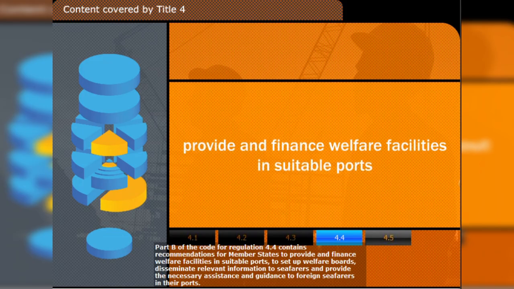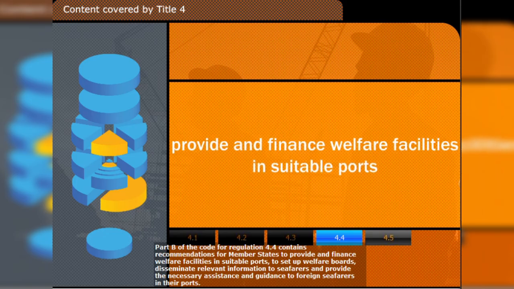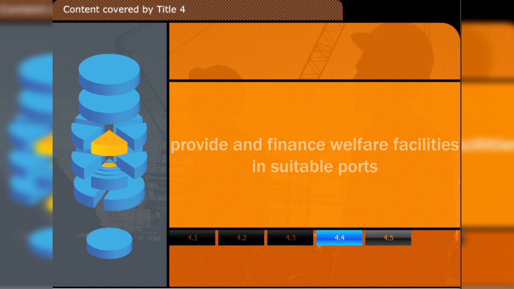Part B of the Code for Regulation 4.4 contains recommendations to member states to provide and finance welfare facilities in suitable ports, to set up welfare boards, disseminate relevant information to seafarers, and provide the necessary assistance and guidance to foreign seafarers in their ports.